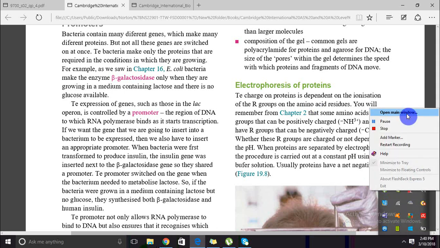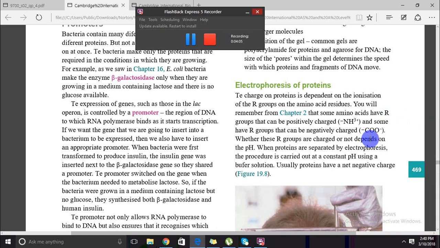So you will remember from chapter 2 that some amino acids have R groups that can be positively charged. My apologies, I was saying NH3, but what I meant was NH2. And some have R groups that can be negatively charged, that is COO minus. And whether they are charged or not is dependent on the pH. When proteins are separated by electrophoresis, the procedure is carried out at a constant pH using a buffer. And why do we want a constant pH? Because we want the conditions to be the same.